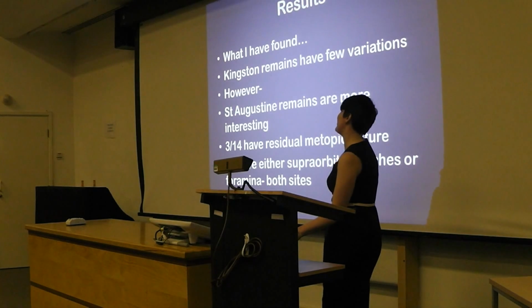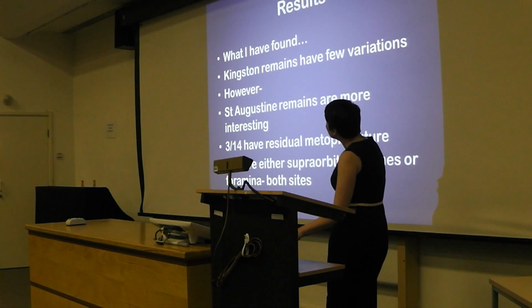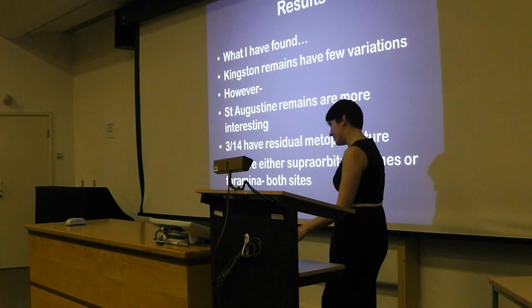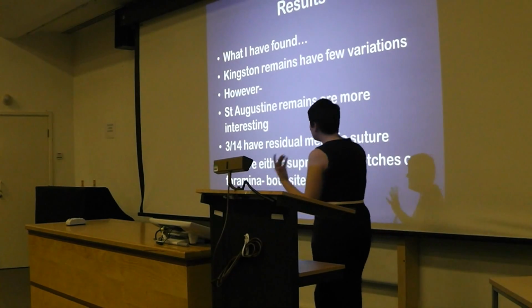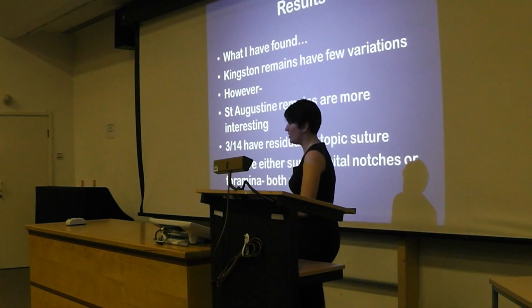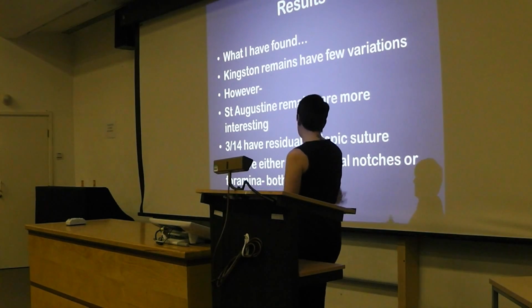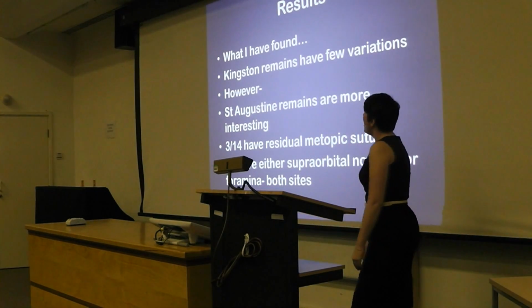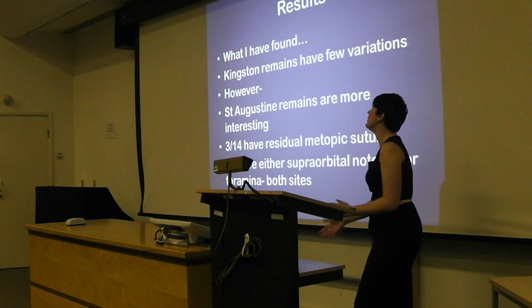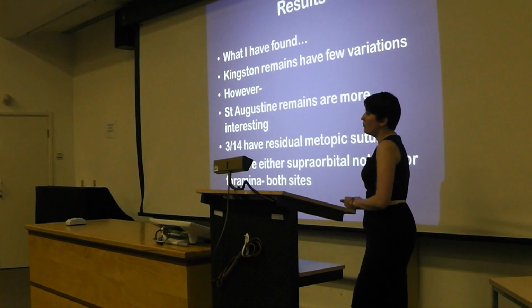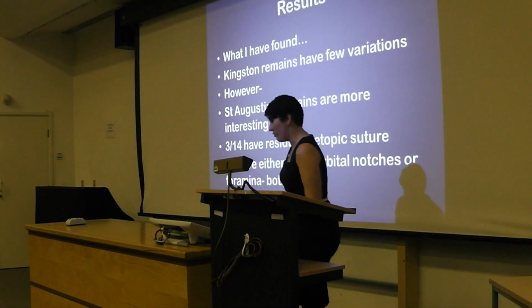So basically, what have I found? Kingston remains were in very good condition. The skulls were all in one piece, but they didn't have very many variations. They generally all had supraorbital notches or foramina, but they had no metopic sutures or anything showing. But St. Augustine had a lot more on the skeletons.